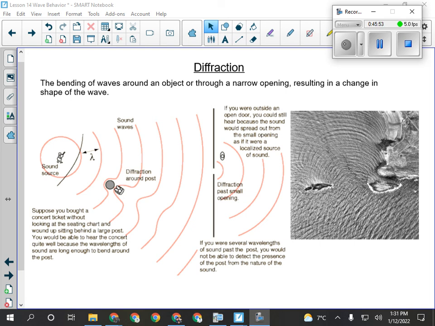A light wave travels through that door at 3.0 times 10 to the 8 meters per second. Its wavelength is like 10 to the minus 7 meters. Okay? So it gets through that door in no time at all. It has no time to diffract.